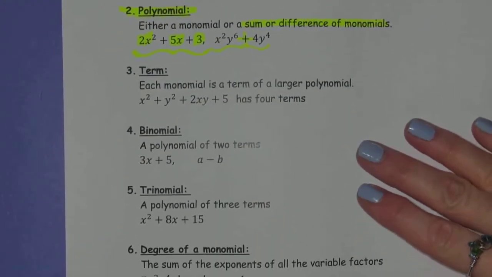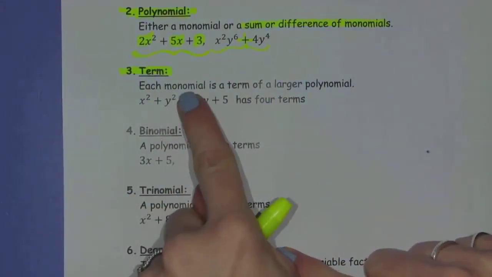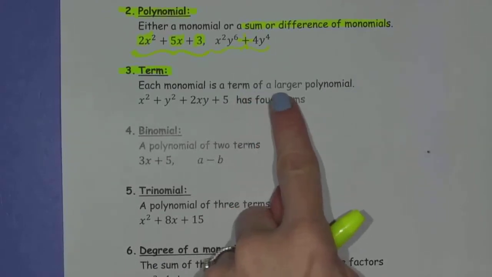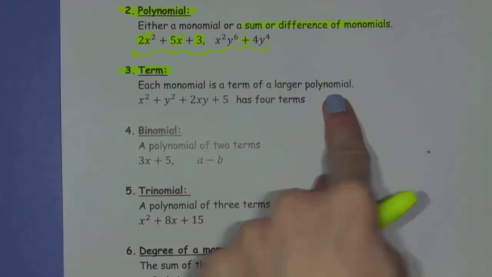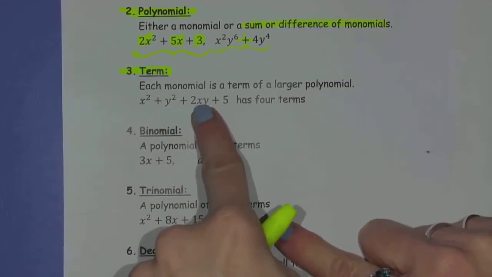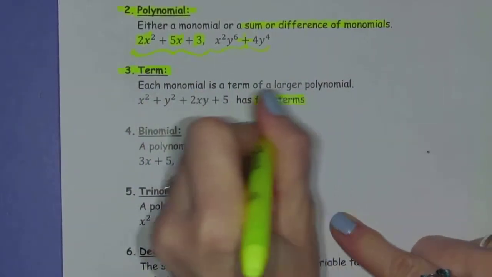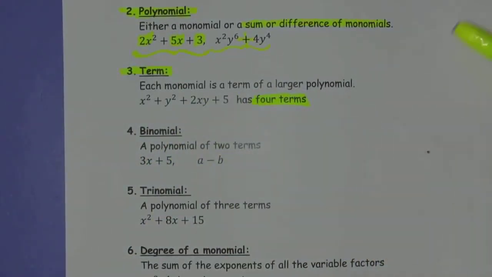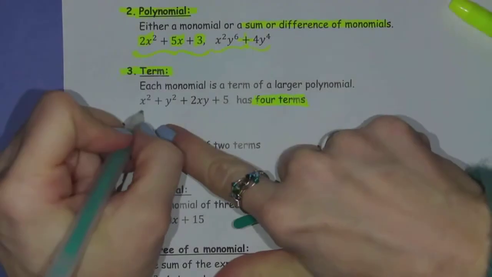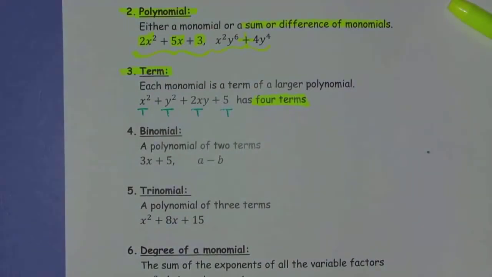Okay, number 3, term. So what's a term? Well, each monomial is a term of a larger polynomial. So let's take a look at this. We've got x squared plus y squared plus 2xy plus 5. So that is a 4-term polynomial. See, each one of these is a term. So this is a term, this is a term, this is a term, and this is a term. 4-term polynomial.